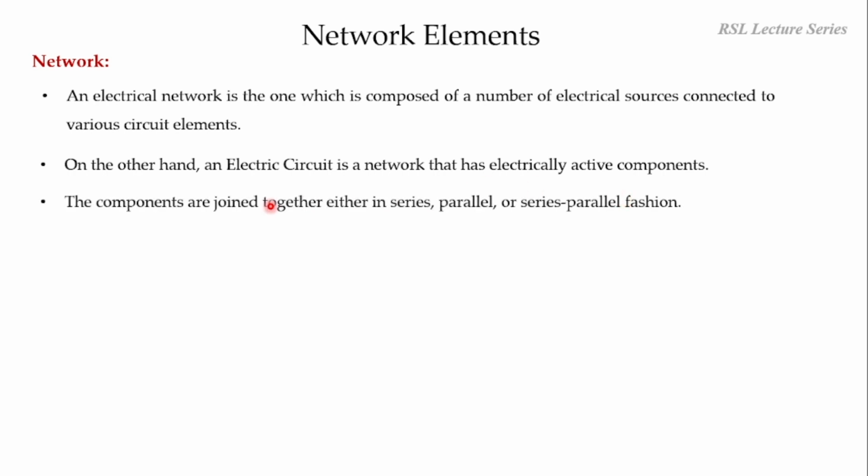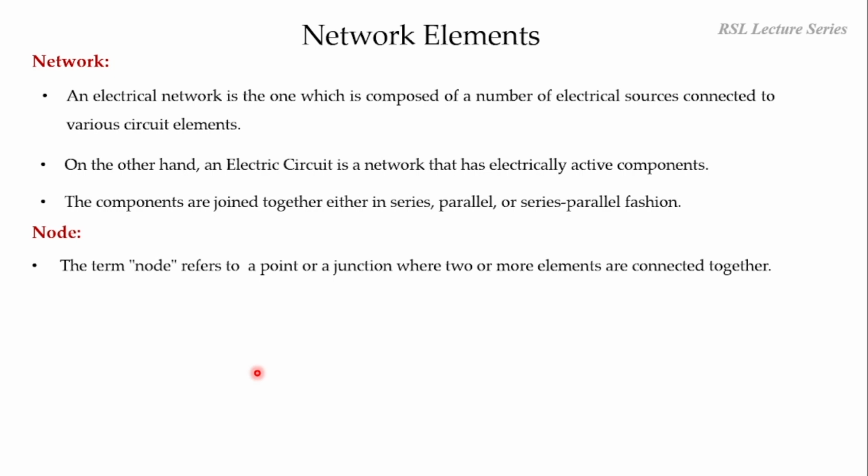Next, the components are joined together either in series or parallel or series parallel combination. Now we'll see what is a node. The term node refers to a point or a junction where two or more elements are connected together. So a node is nothing but a point or a junction wherein the elements are connected together.